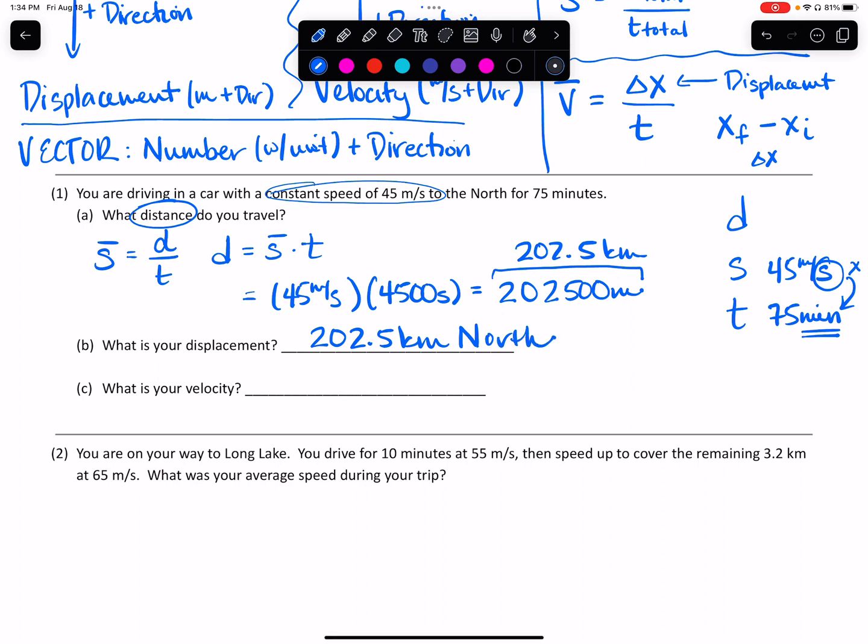All right, for our velocity, same idea. We know the speed is 45 meters per second, and the car is traveling in a northward direction. So the velocity is just 45 meters per second to the north.